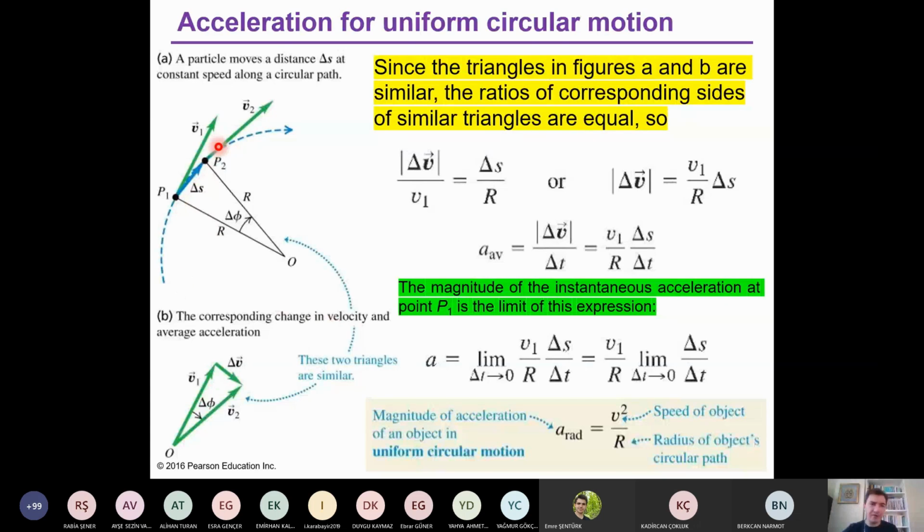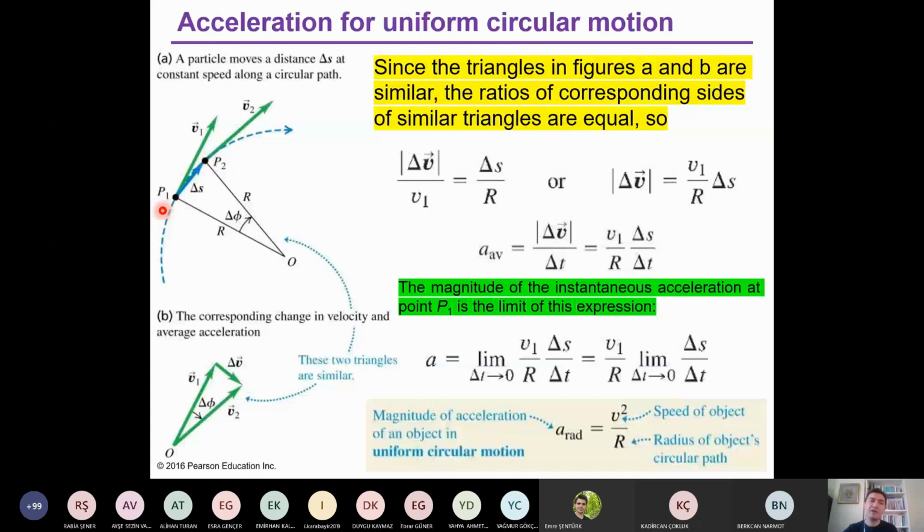Here we have a circular path, and let's consider this is the initial position of the car, initial velocity of the car, second position of the car, second velocity of the car, and they are equal to each other because we are talking about uniform circular motion. The speed is constant at point 1 and at point 2. And this is the delta S displacement along this circular path, okay? This is the displacement along this circular path, and this is the radius of the circular path. This is also the radius of the circular path.